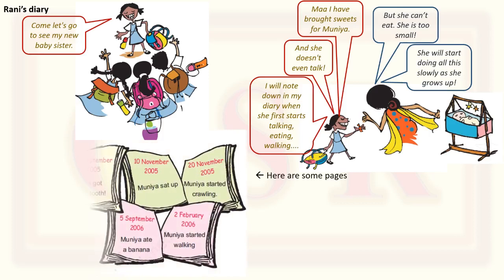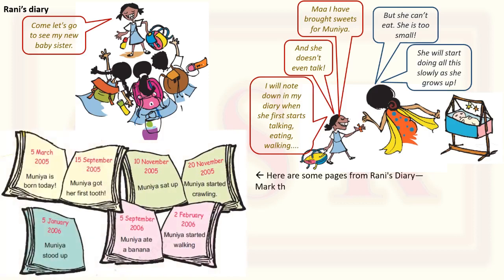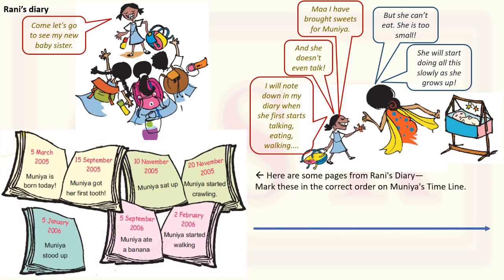I will note down in my diary when she first starts talking, eating, walking. Now, here are some pages from Rani's diary. She has made a note of everything. Now, mark these in correct order on Munia's timeline. So, you draw a timeline. There are 7 events, so you draw 7 vertical lines, and on each of these vertical lines you will put a date and the corresponding event for that date.